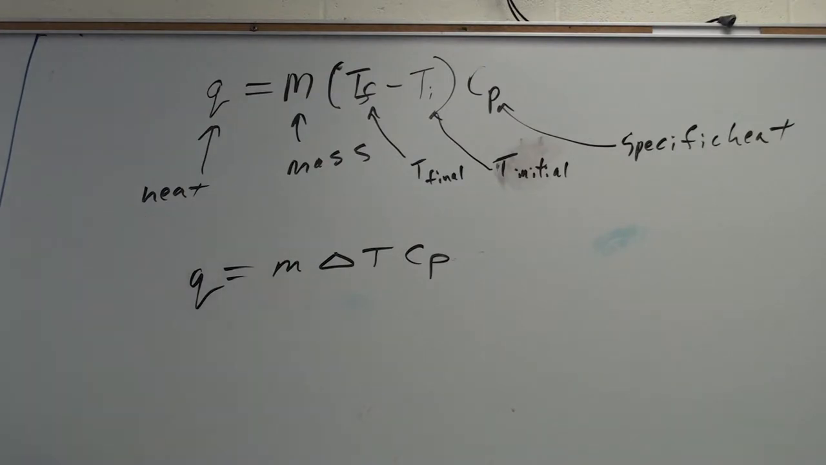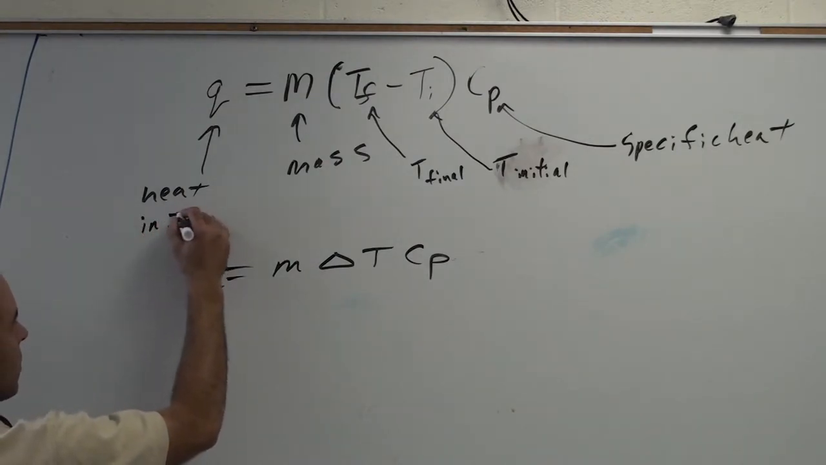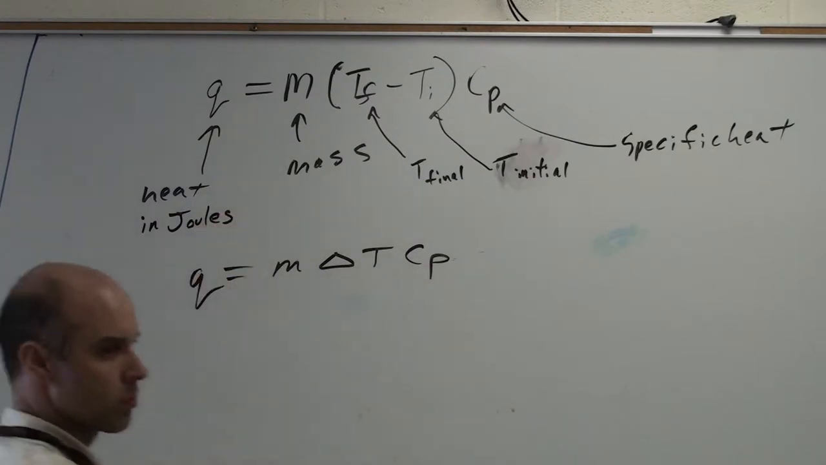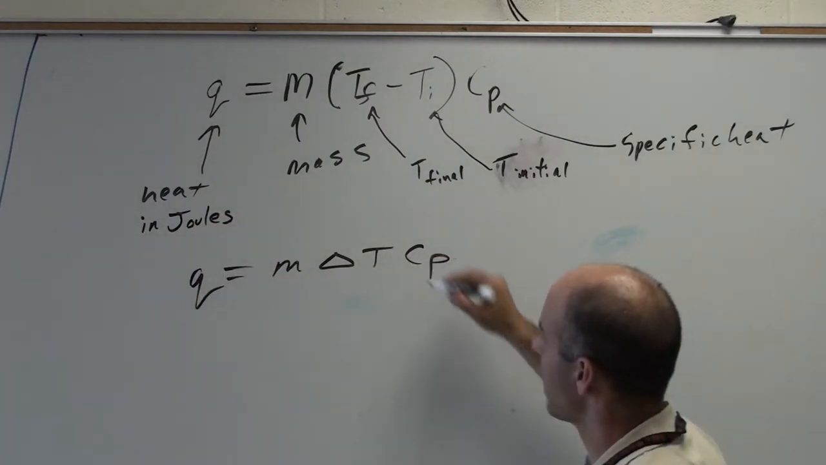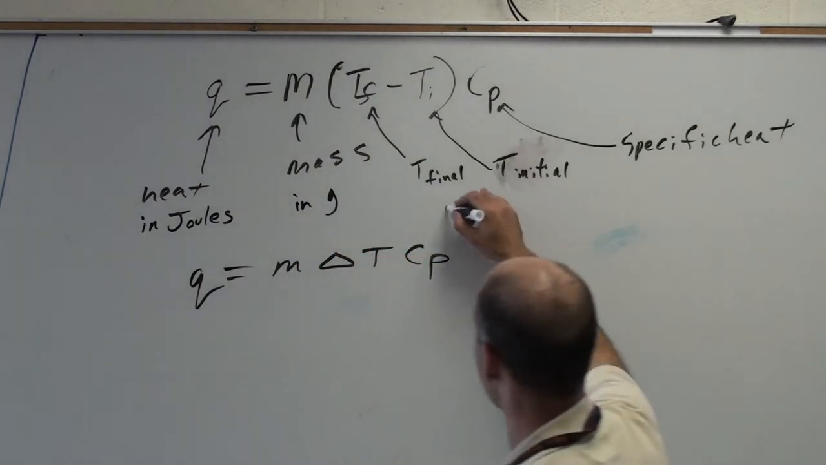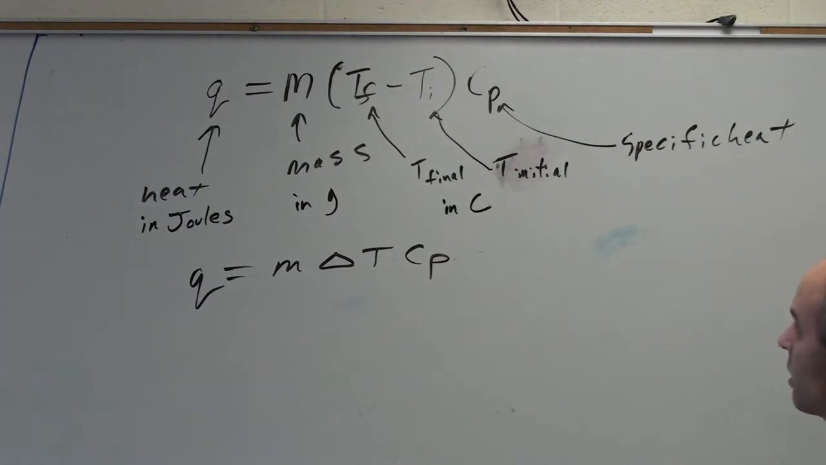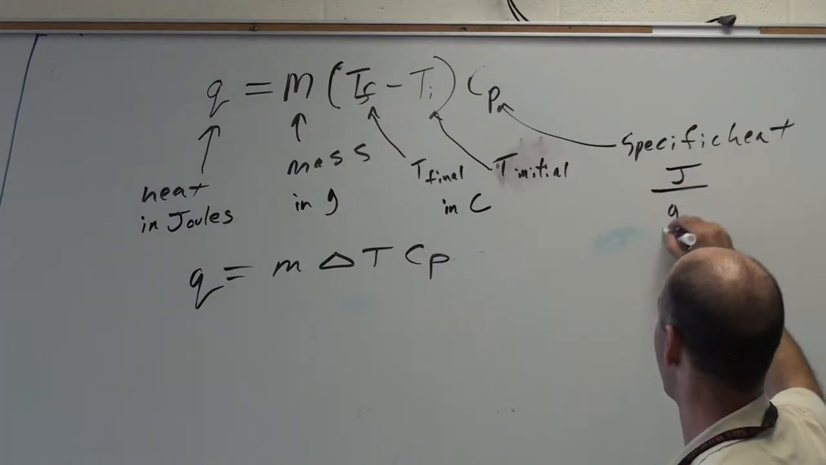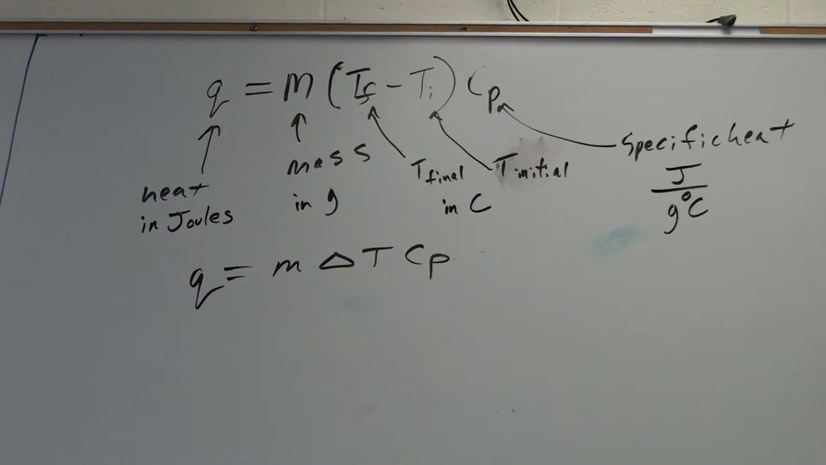So, heat is in joules. Mass must be in grams. Temperature must be in Celsius. And specific heat is always joules, well, I shouldn't say always, but in science, it's joules over grams degrees Celsius. If you are dealing with food science, you can work in calories. But in science, specific heat is in joules, because joules is the official measurement of energy.